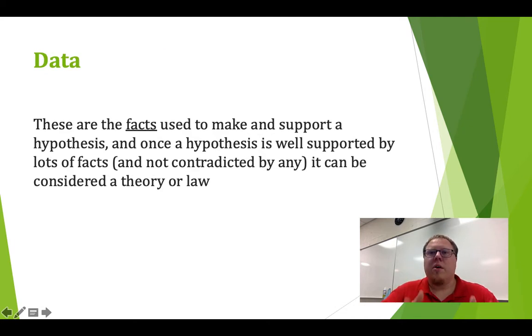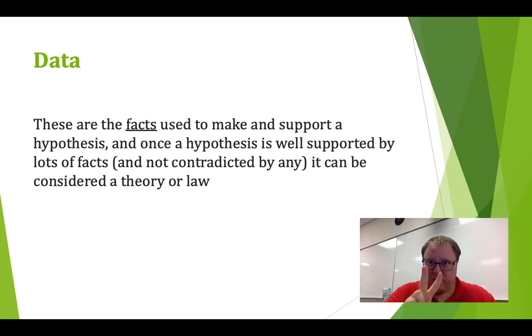Data. Data is facts. Okay, it's observations. It's used to make and support a hypothesis. So this is what you'd be collecting in an experiment to support your hypothesis. Right? Once a hypothesis is well supported by lots and lots of facts, and it's not contradicted by any, then it can possibly be considered a theory or a law. Right? But you need the facts, you need the data to support it.